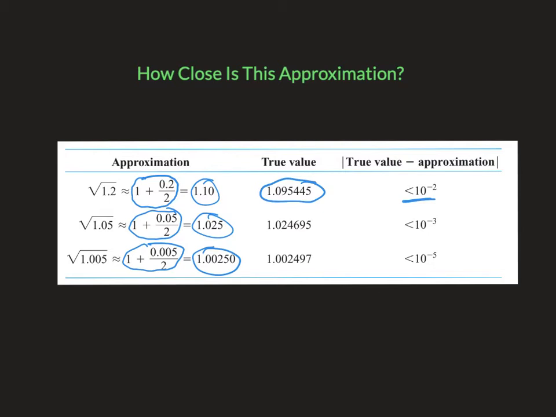We're off by less than a hundredth. If we get closer to 0, we're off by less than a thousandth. And if we're very close to 0, this approximation is off by less than a hundred-thousandth. So it's pretty close, right? And depending on your needs, the linearization may be exactly what you need. My point is the linearization may be a good approximation for the function.